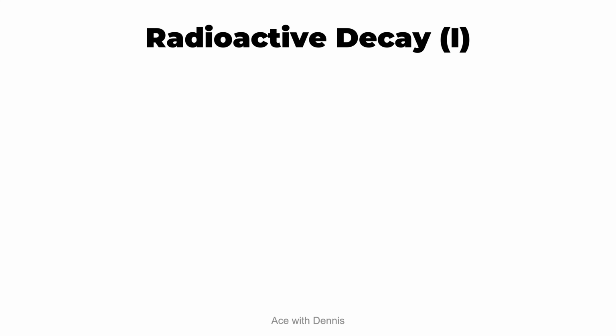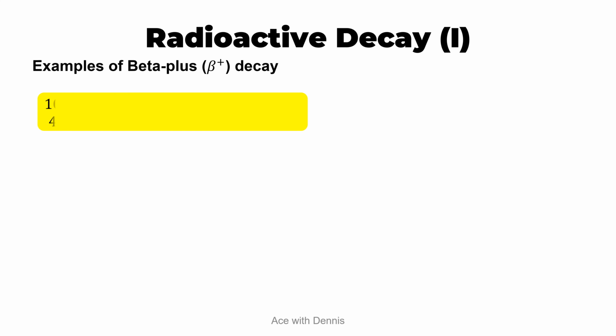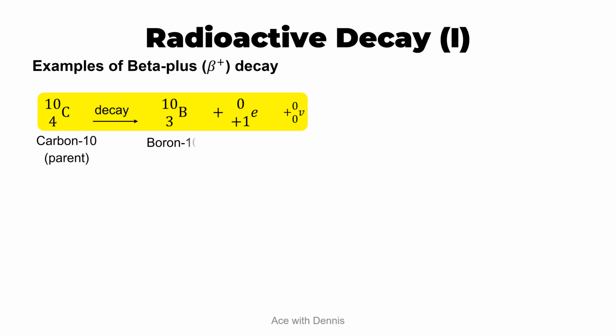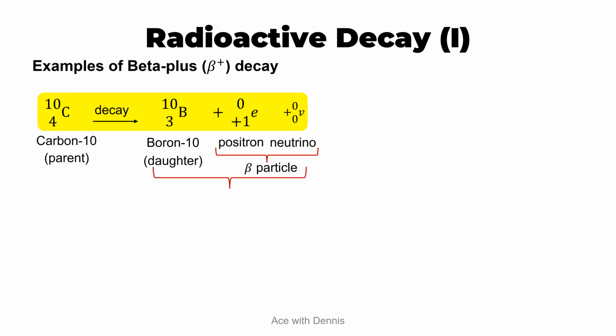Let's take a look at a few examples of beta plus decay. The first example is carbon-10, which is the parent nucleus. After decay, it produces boron-10, which is the daughter nucleus, a positron, and a neutrino. The positron and neutrino are the beta particle, while boron-10, positron, and neutrino are the decay products.